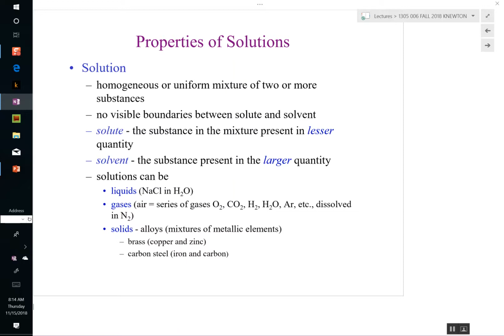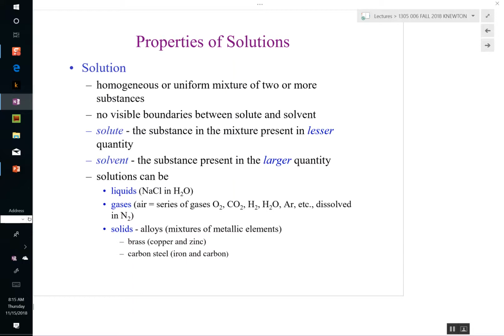A Valero gas truck pulls up. I was getting gas yesterday, and right in front of me they were unloading more gas in that gas station. So there was a tanker full of gasoline. It's a solution of a lot of different compounds: octane, pentane, hexane, all different kinds of organic molecules of different molecular weights, but it's a homogeneous mixture.